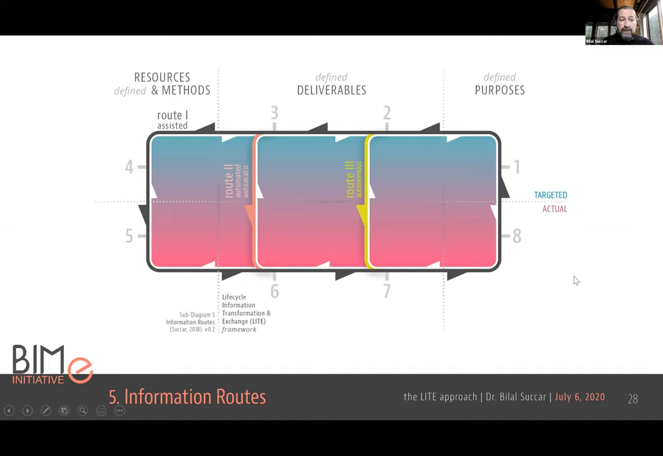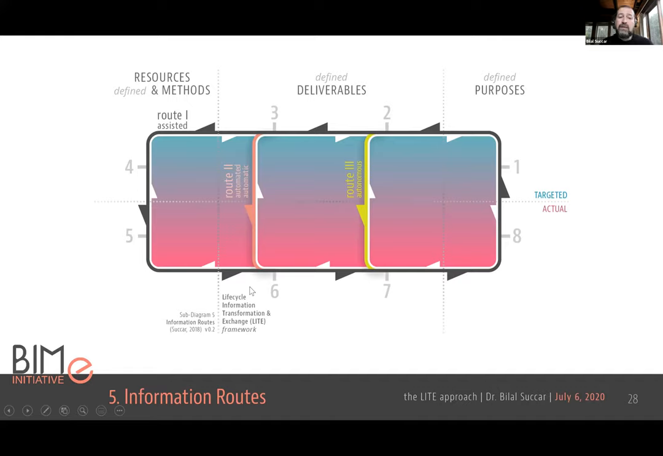Now, another very important differentiation between the LITE approach and all other approaches is the embedding of the concepts, or the prospects, of automation within the framework. It's not like an afterthought. It's built inside it. You go from 1, 2, 3, 4, 5, 6, 7. If you are using computer assisted, meaning if you're doing an asset and you're using some kind of digital means, you need to define the physical asset and define the digital deliverables, the resource and method, etc.